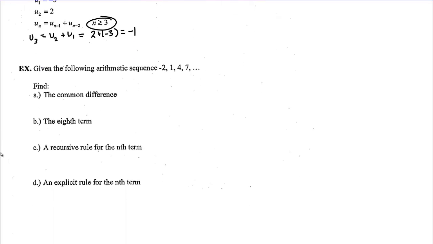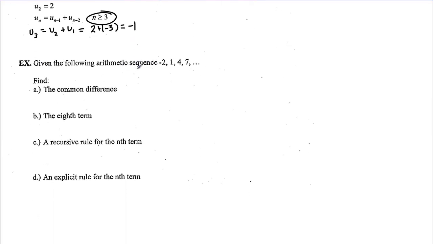Here's an example. Given the following arithmetic sequence, find the common difference. So if we took 1 minus -2, it's always the next one minus the previous one to get the common difference. That's 3. 4 minus 1 is 3, 7 minus 4 is 3, so the common difference is 3. Let's find the 8th term recursively.